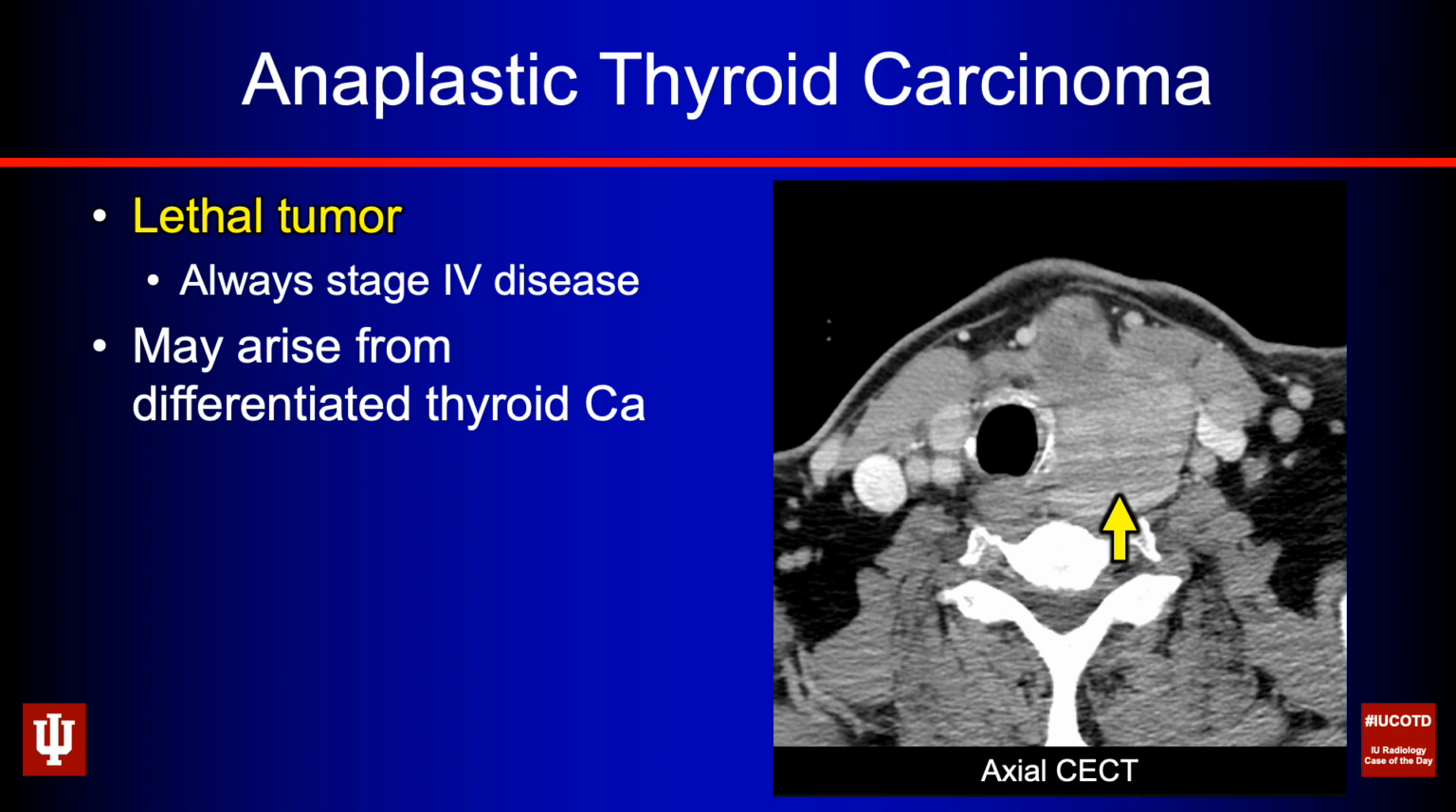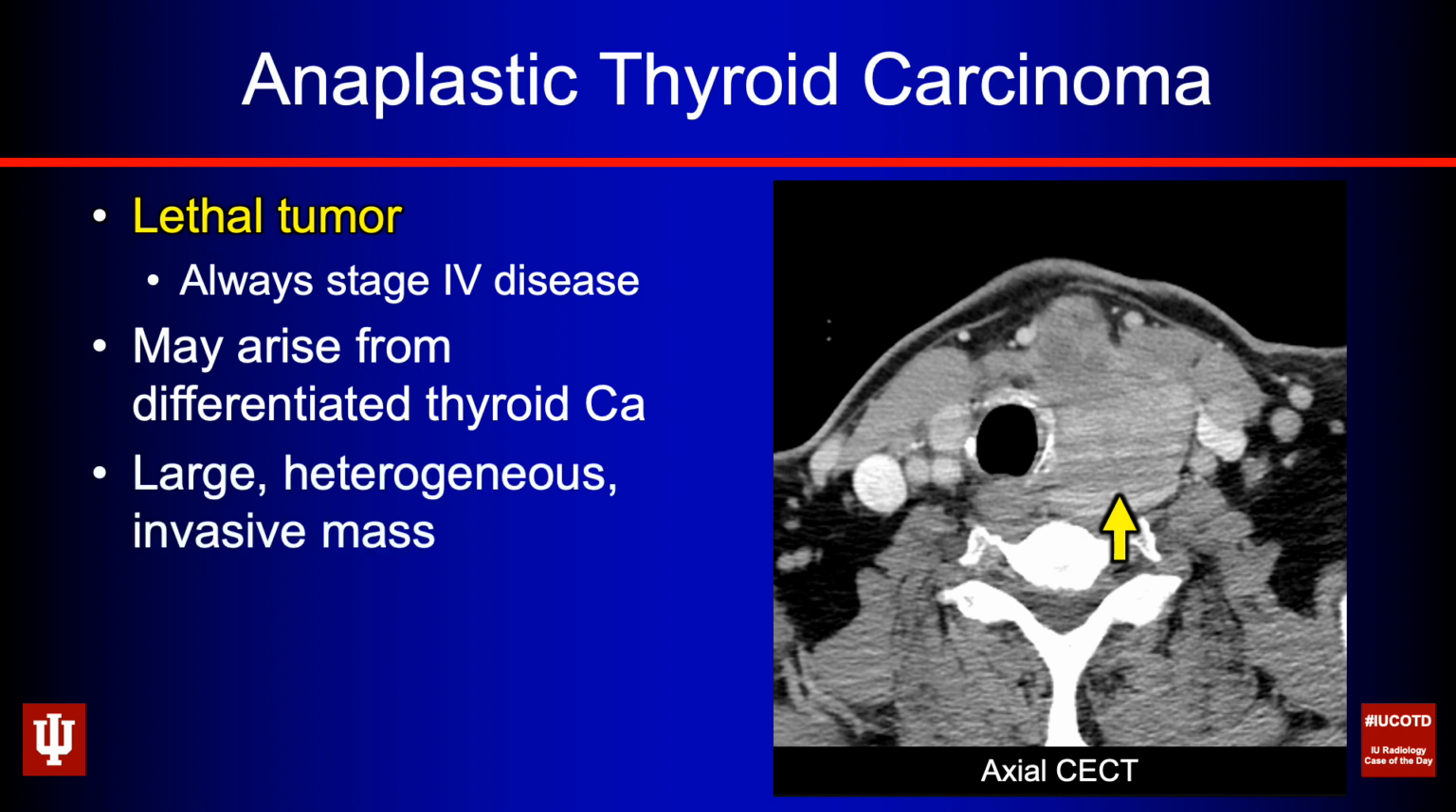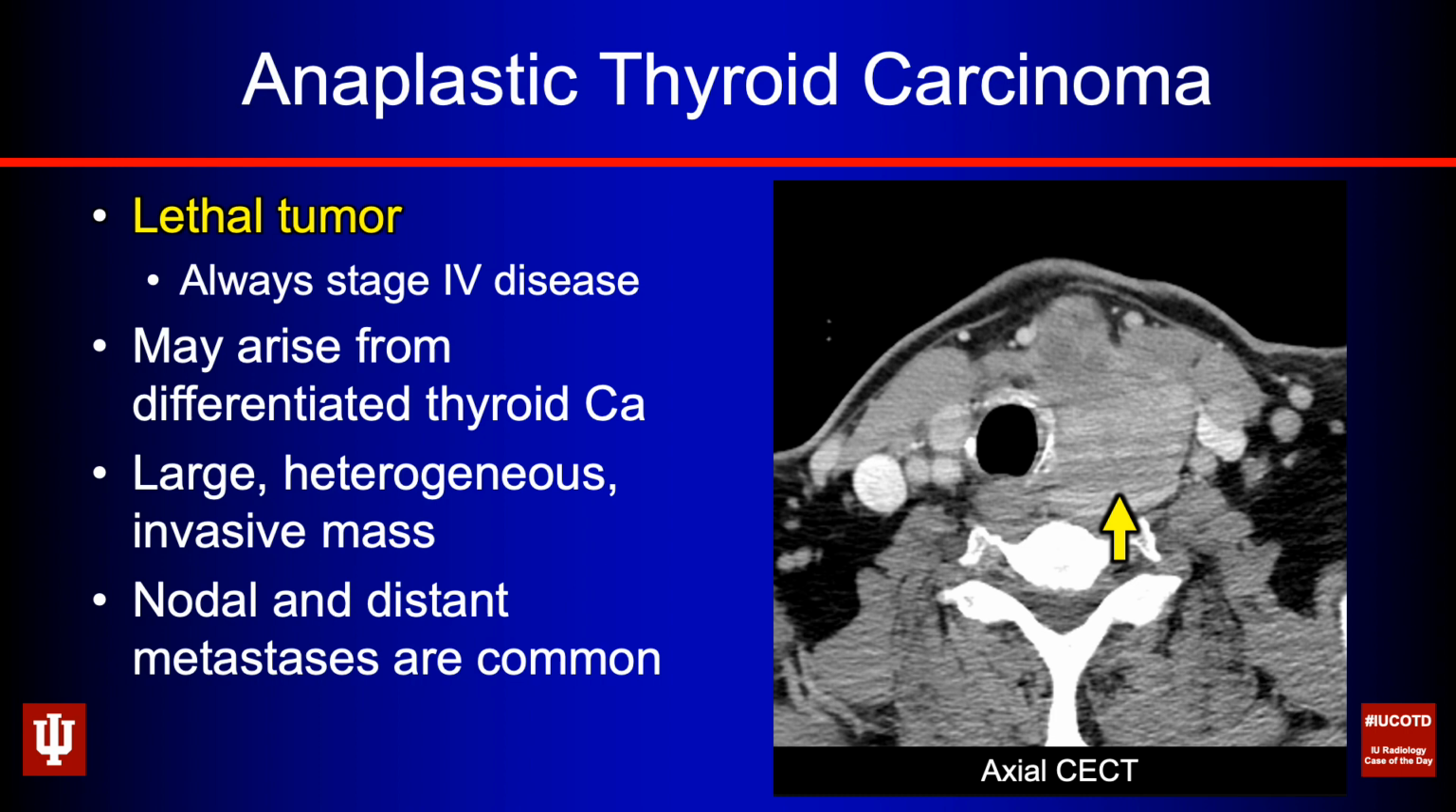And what does it look like on imaging? It's ugly. I mean, there's no other way to describe it. These are large, heterogeneous masses, they're invasive, infiltrating. You can see this is taking up the entirety of the left lobe of the thyroid. It's invading out into the surrounding structures as well. These patients commonly have nodal and even distant metastatic disease.